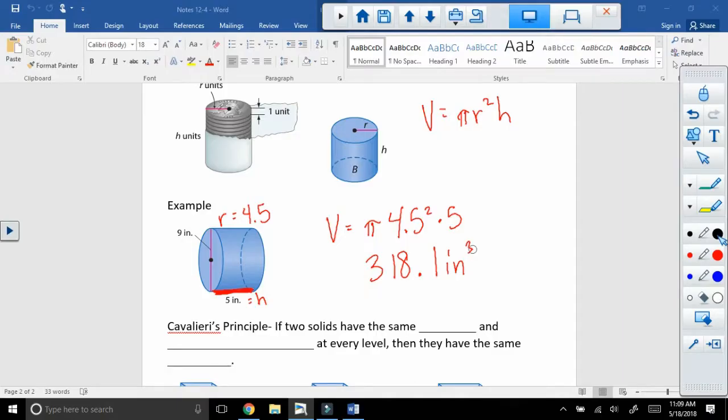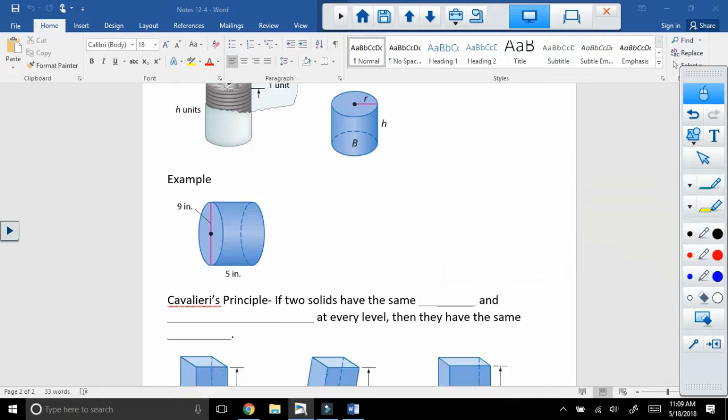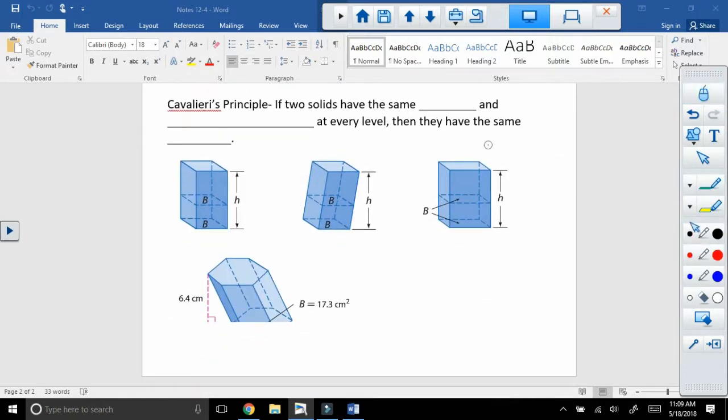Okay, and then the last thing, Cavalieri's principle says that if you have two solids at the same height, and they have the same cross-sectional area at every level, then they have the same volume. So just like that little penny demonstration, all the cross-sectional areas, all those circles are the same area. It's going to have the same volume even if it's tipped to the side.